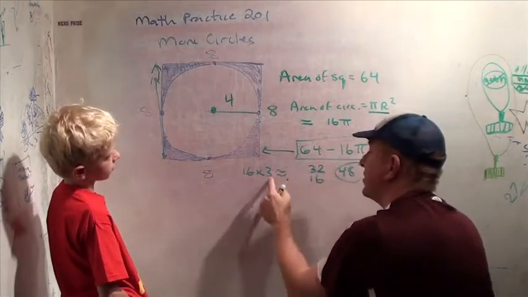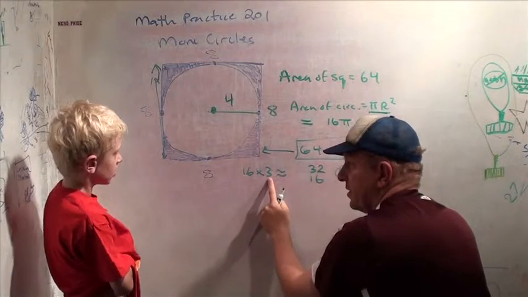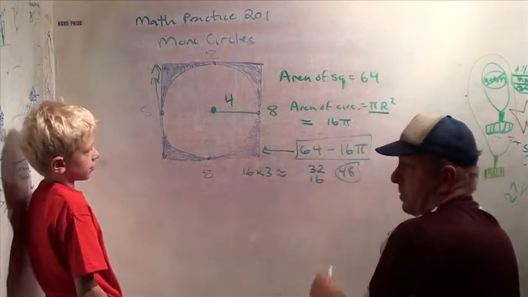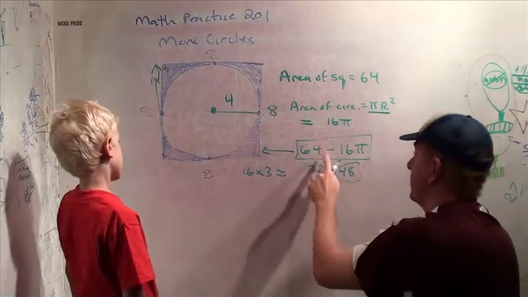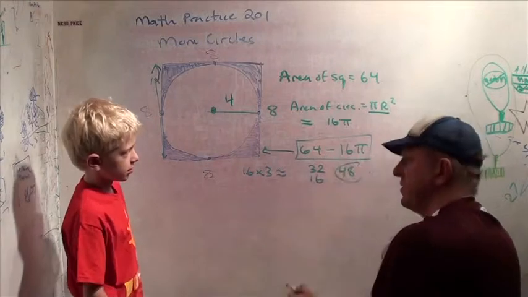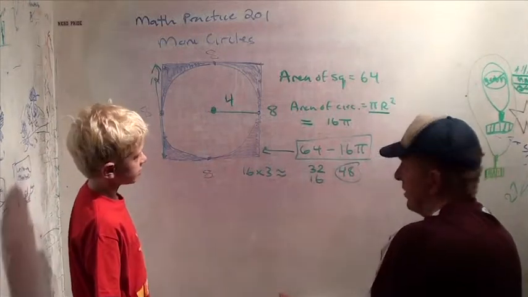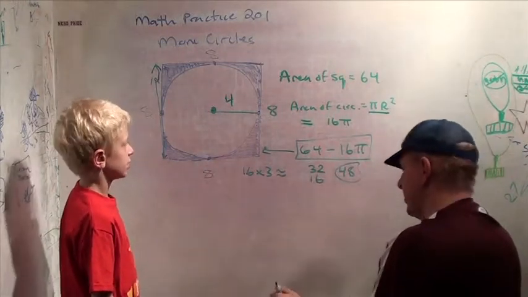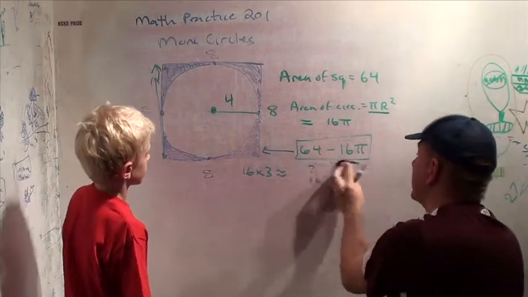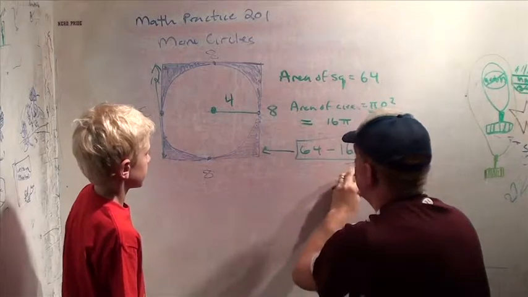So pi is a little bit bigger than 3, right? So 16 times pi must be a little bit bigger than 48. So maybe it's around 50. So 64 minus 16 pi is about the same as 64 minus 50, which is about 14. It's pretty neat, right? But we can just leave it like this, 64 minus 16 pi, because that's an exact answer. That's exactly how big that is.